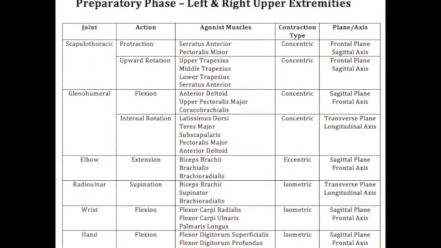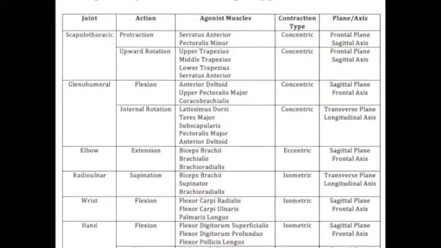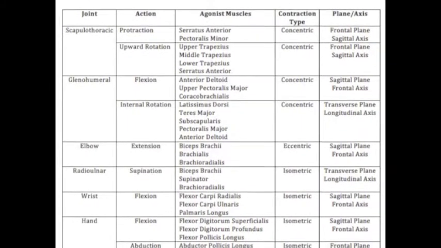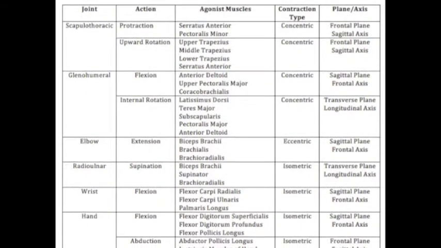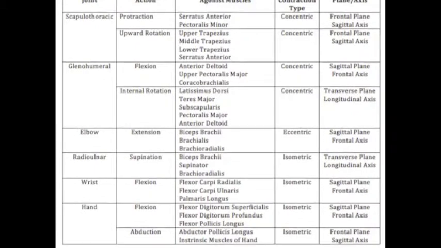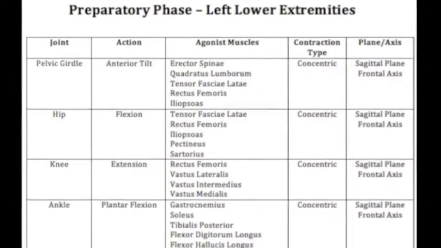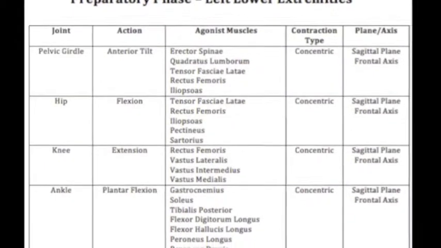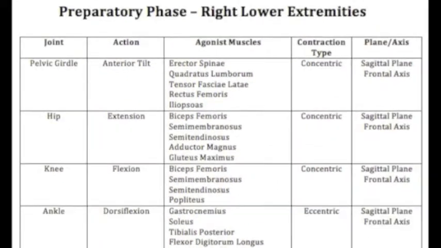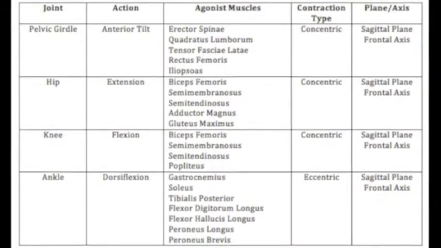Turning to the right side, there is concentric anterior tilt using the anterior pelvic rotators. There is concentric hip extension using the biceps femoris, semimembranosus, semitendinosus, adductor magnus, and gluteus maximus. There is concentric knee flexion using the biceps femoris, semimembranosus, semitendinosus, and popliteus. At the ankle, there is eccentric dorsiflexion resisting the body moving forward using the plantar flexors.